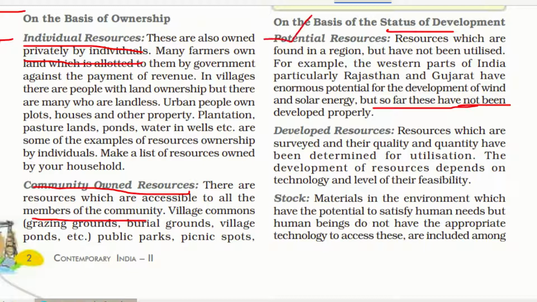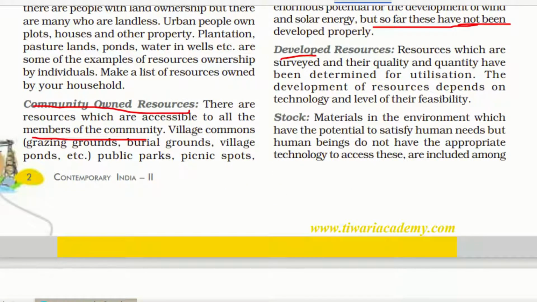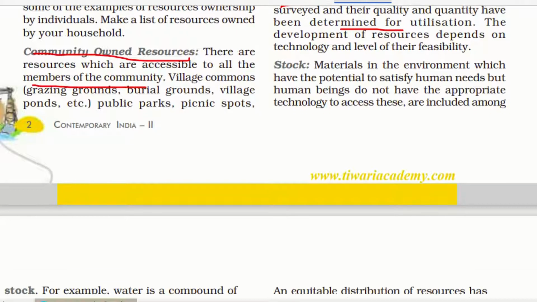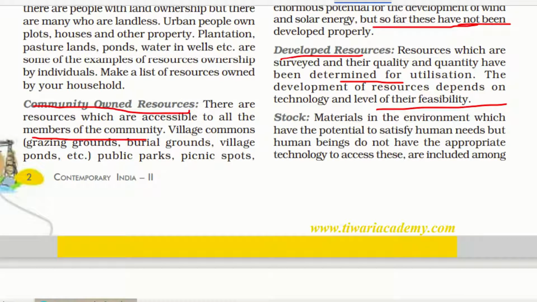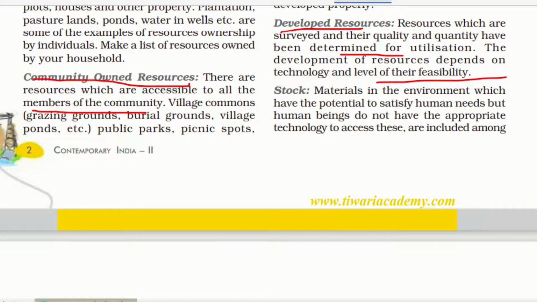Then developed resources mean resources which are surveyed and their quality and quantity have been determined for utilization. Okay, and this development of resources depends on technology and level of feasibility. Okay, so here you can see we have a proper understanding about the potential of those resources. We started utilizing it. We have the technology, all those things for extracting that. Then stock. Materials in the environment which have the potential to satisfy human needs, but human beings do not have the appropriate technology to access these. Okay, it is very important.